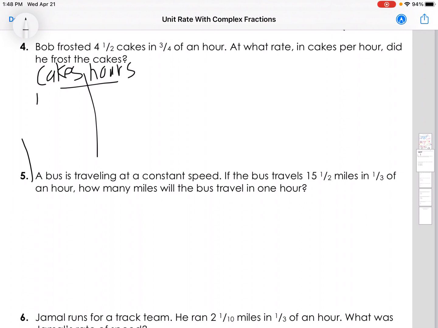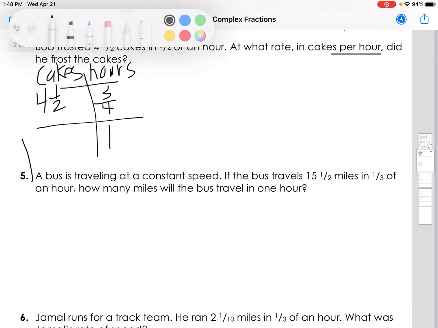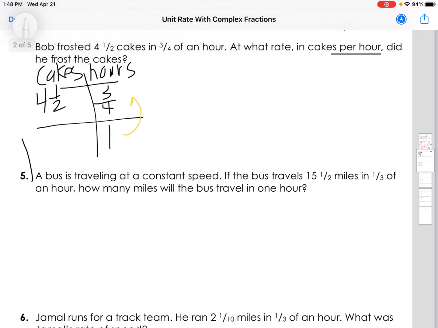So I know that 4.5 cakes in 3/4 of an hour. I want to know per hour, so that means for 1 hour. So I'm going to divide going up and then multiply coming down. So 1 divided by 3/4.